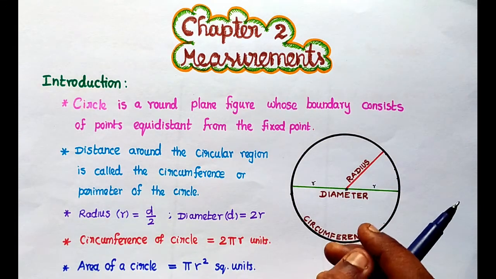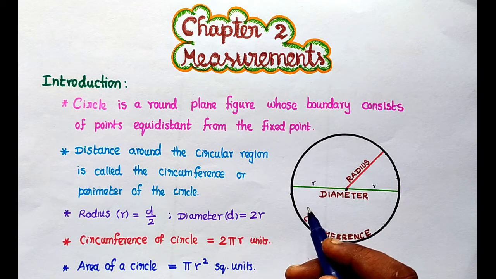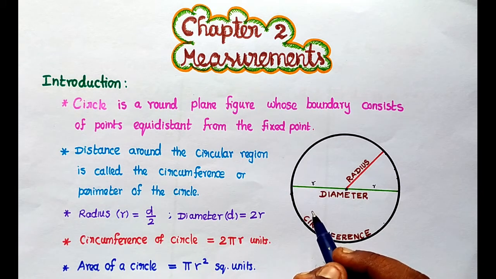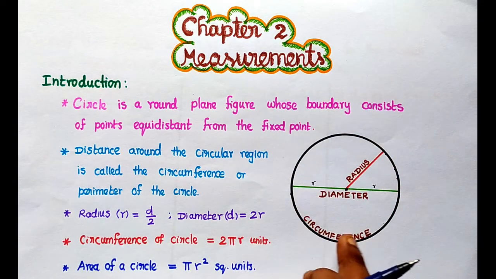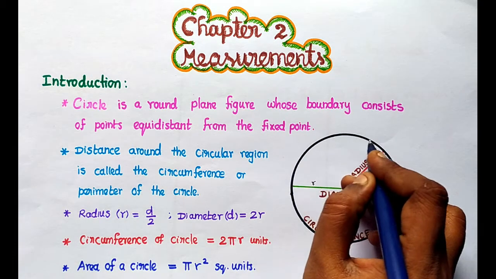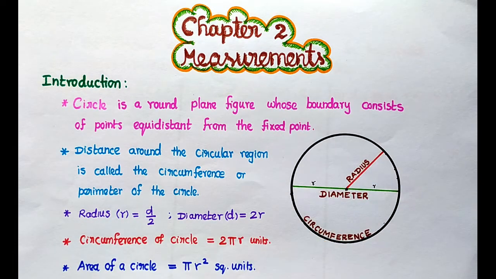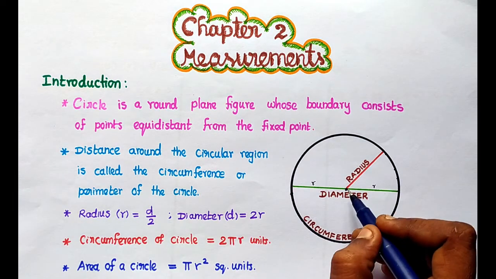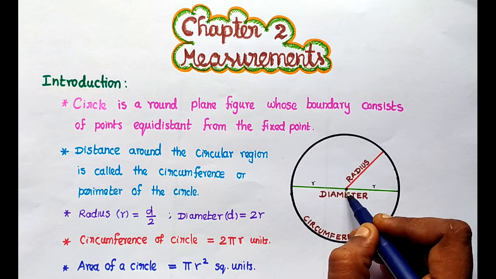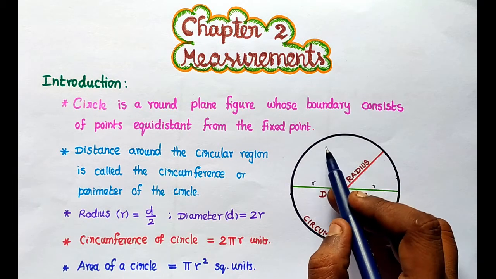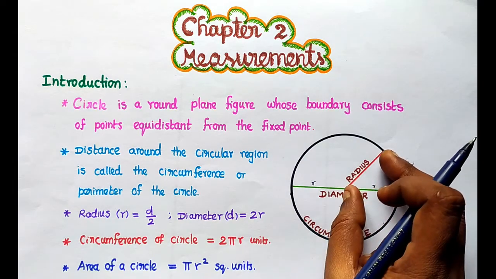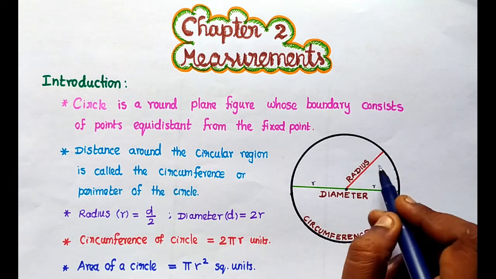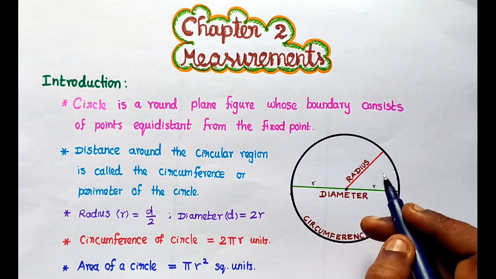Next one, the distance around the circular region is called the circumference or perimeter of a circle. This is the circumference or perimeter of the circle. Next one, radius. Listen, the distance between the center point and any point on the circumference is the radius.